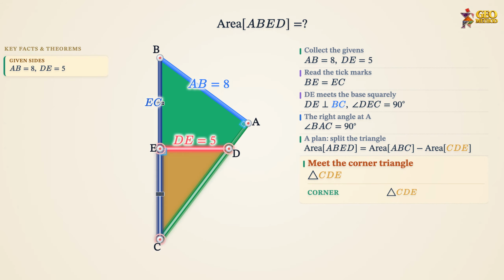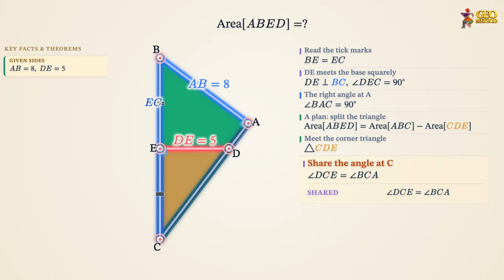Look closely at that second piece, the corner triangle CDE, tucked against the bottom end of the base. Its right angle sits at E, with one leg segment CE lying along the base and the other leg segment DE extending straight to the right. Pinning down this little triangle will unlock every length we need.